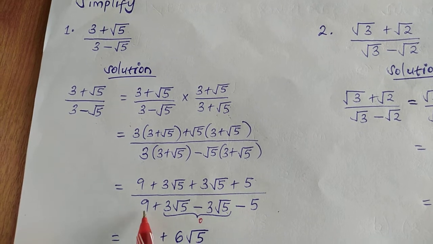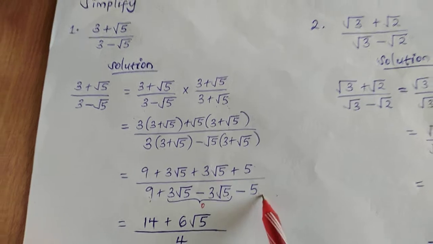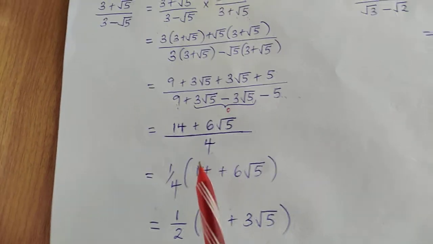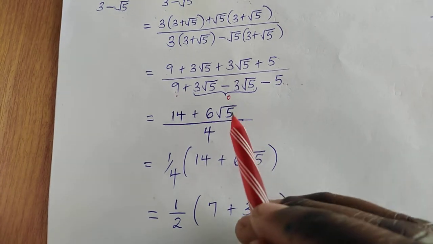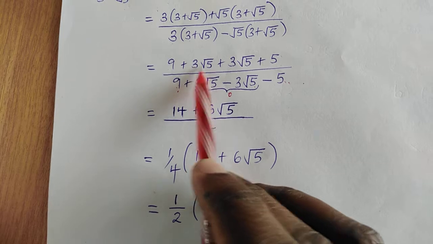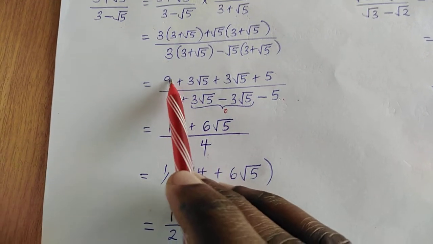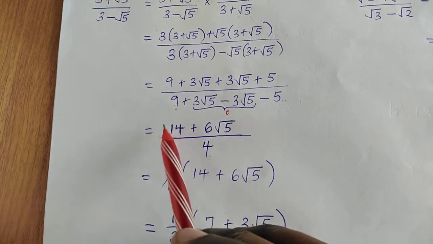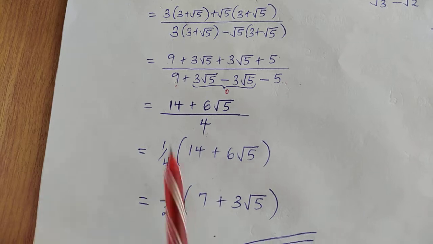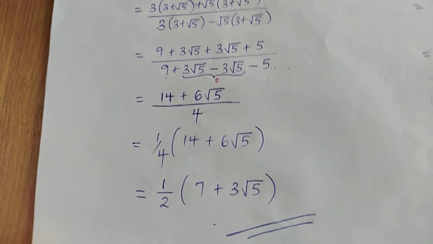Then we are left with 9 minus 5 in the denominator. So 9 minus 5 is a 4. And then here 3 root 5 plus 3 root 5, that is 6 root 5. And then we have 9 plus 5. 9 plus 5 is 14. Then plus this, which is 6 root 5. So we are having 14 plus 6 root 5 over 4 as the answer.